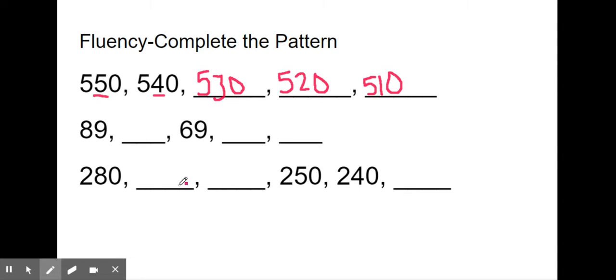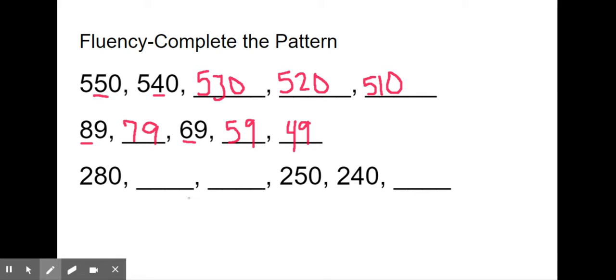Next, let's do the same thing. 89. Now they put a space in between to make it a little bit more challenging. And then we have 69. So my ones place is staying the same, but my tens place is changing. I had 8 tens, then I don't know how many tens, and then I had 6 tens. So again, I am noticing that my numbers are getting smaller. I am decreasing my number of tens. So what is between 8 tens and 6 tens? It would be 7 tens. So 79, 89, 79, 69, 59, and 49.